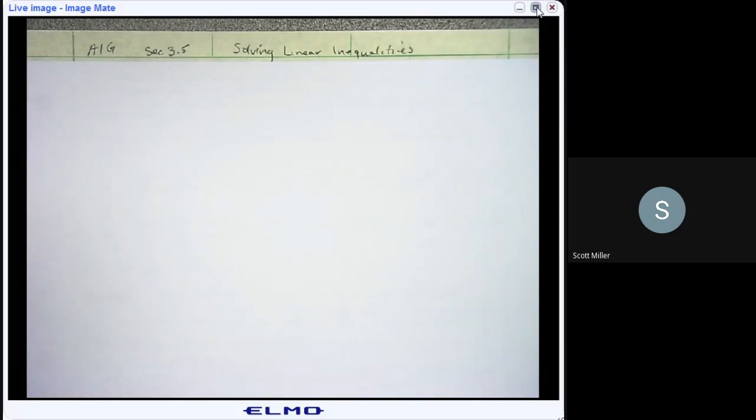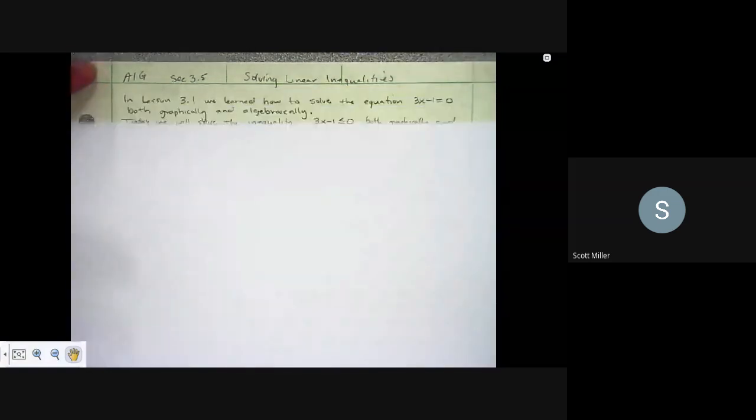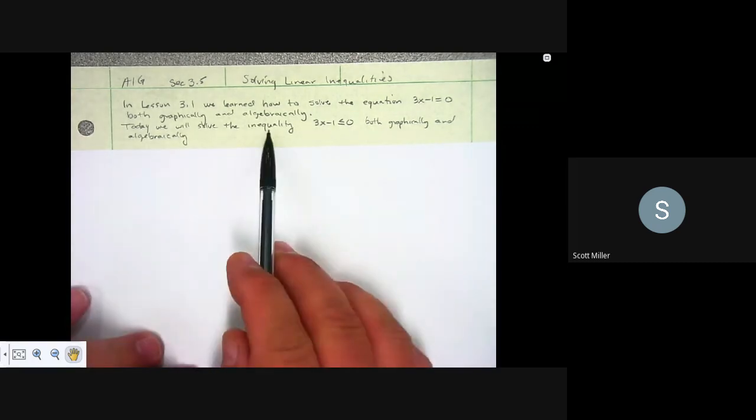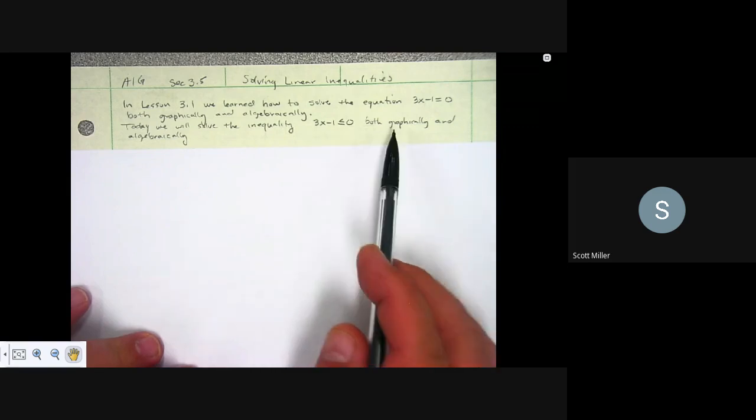Okay, today we're going to look at section 3.5, solving linear inequalities. Let's take a look at what we're really doing. Back in lesson 3.1, we learned to solve the equation 3x minus 1 equals 0, both graphically and algebraically. Today we're going to look at a little twist on this: how to solve the inequality 3x minus 1 is less than or equal to 0, both graphically and algebraically, using the same technique we did in 3.1.